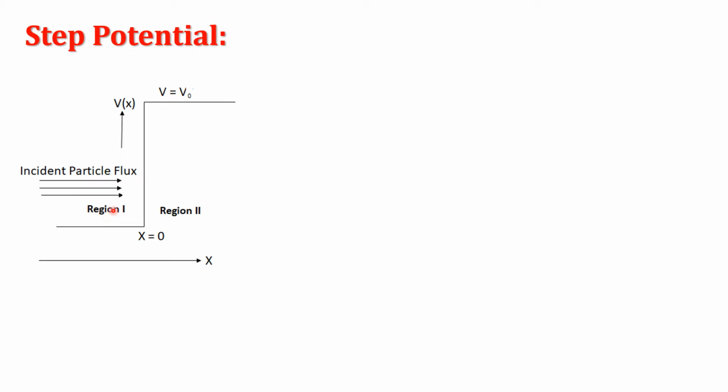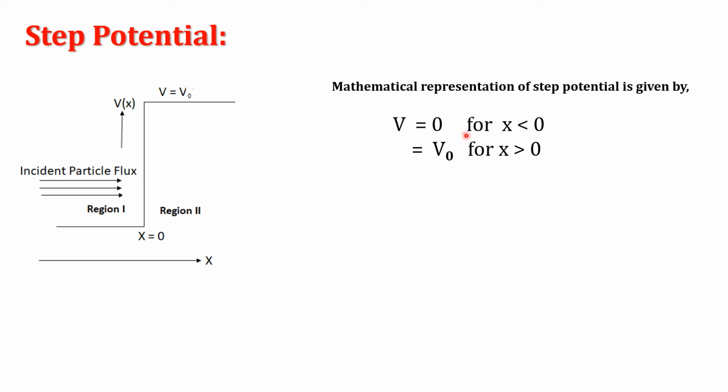The potential in region 1 is 0, while in region 2, potential V is equal to V0. The mathematical representation of the step potential is given here. V equal to 0 for x less than 0, for region 1, and V equal to V0 for x greater than 0, for region 2.